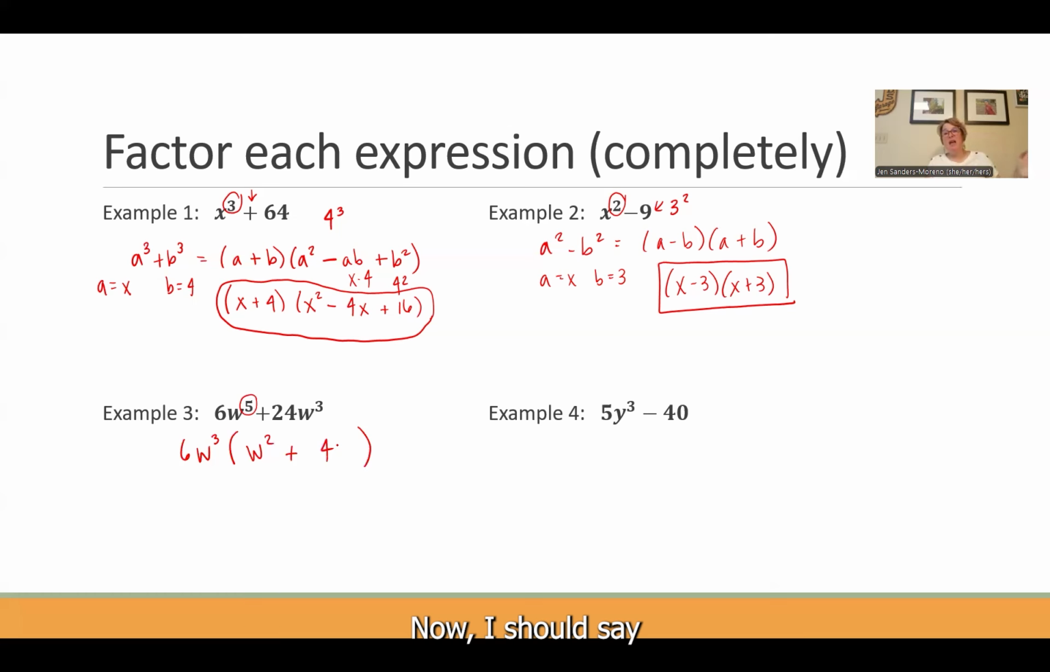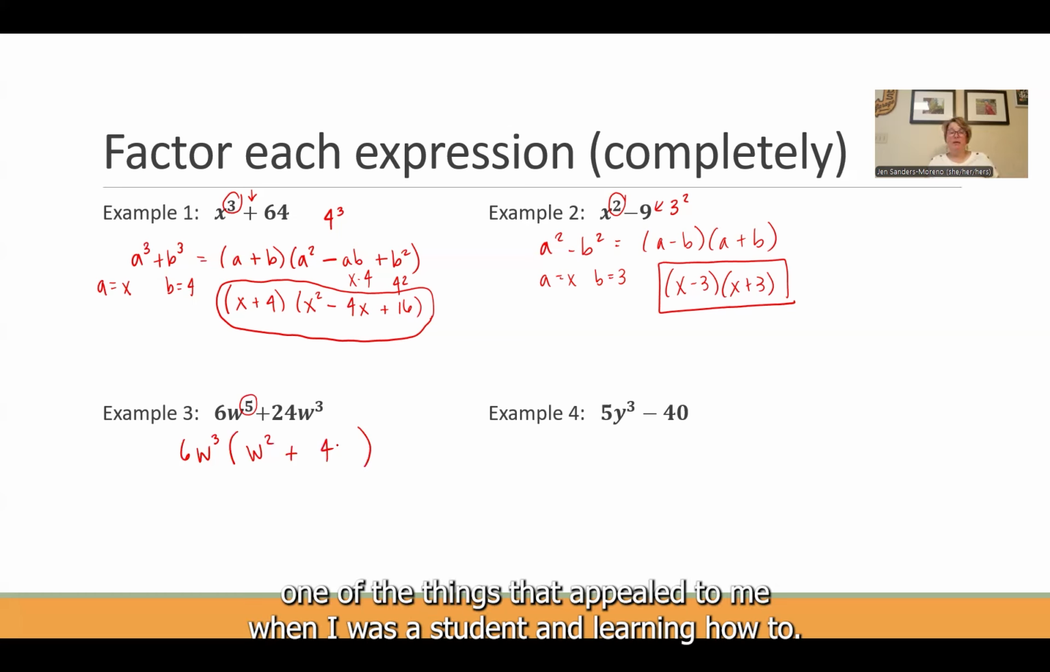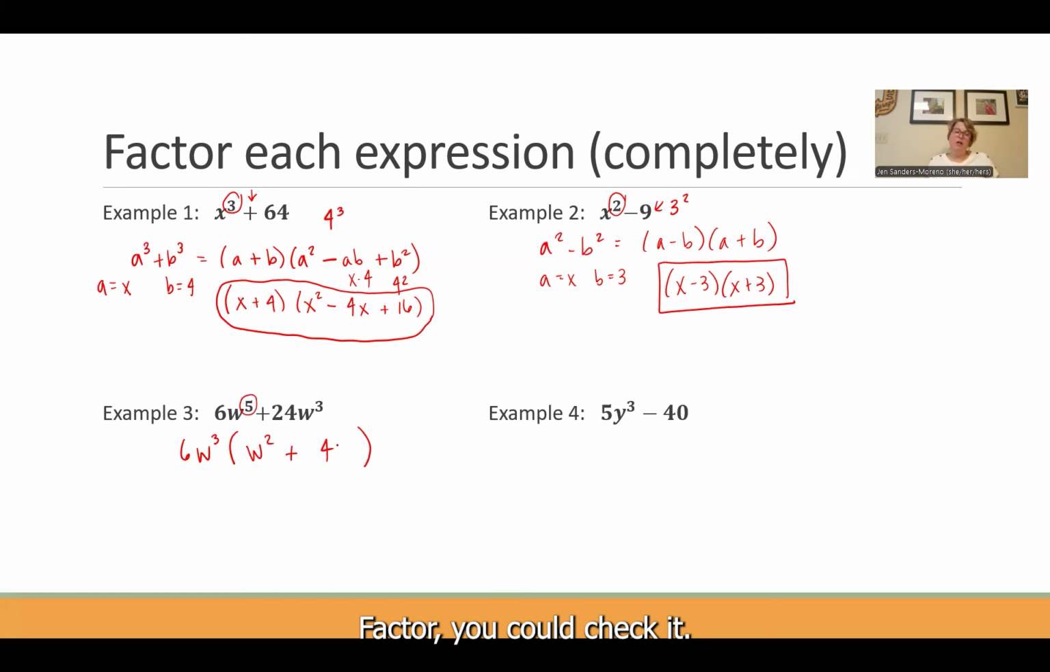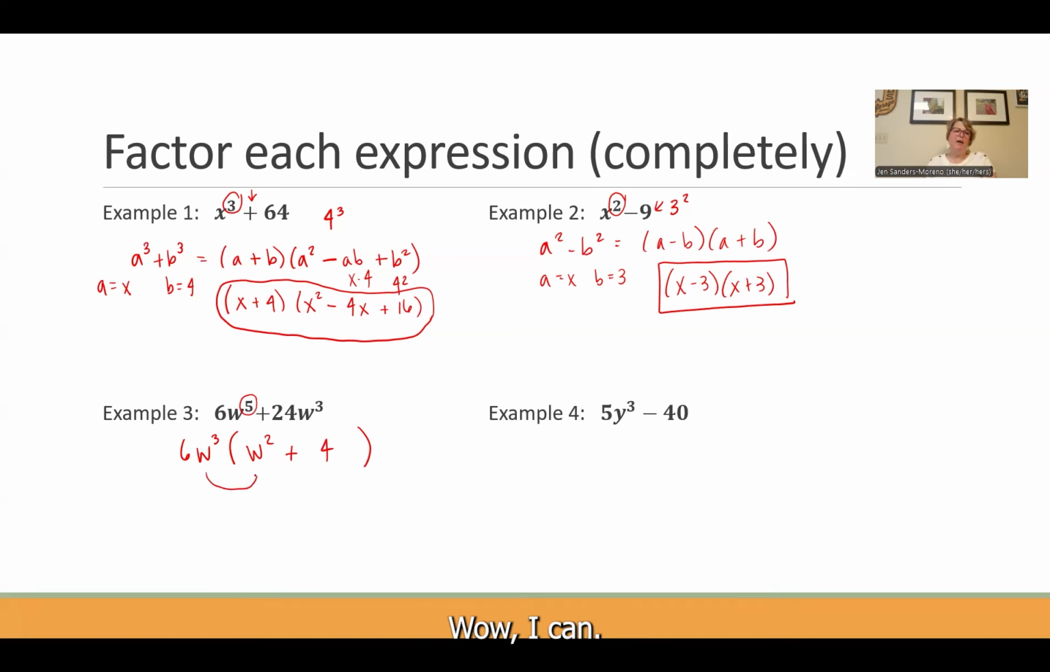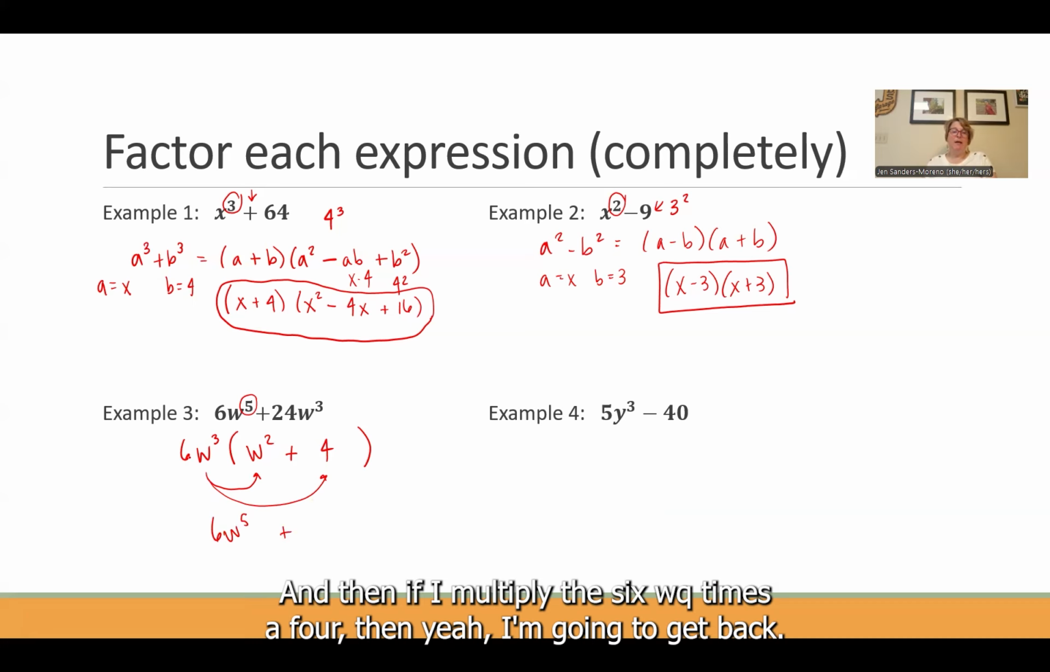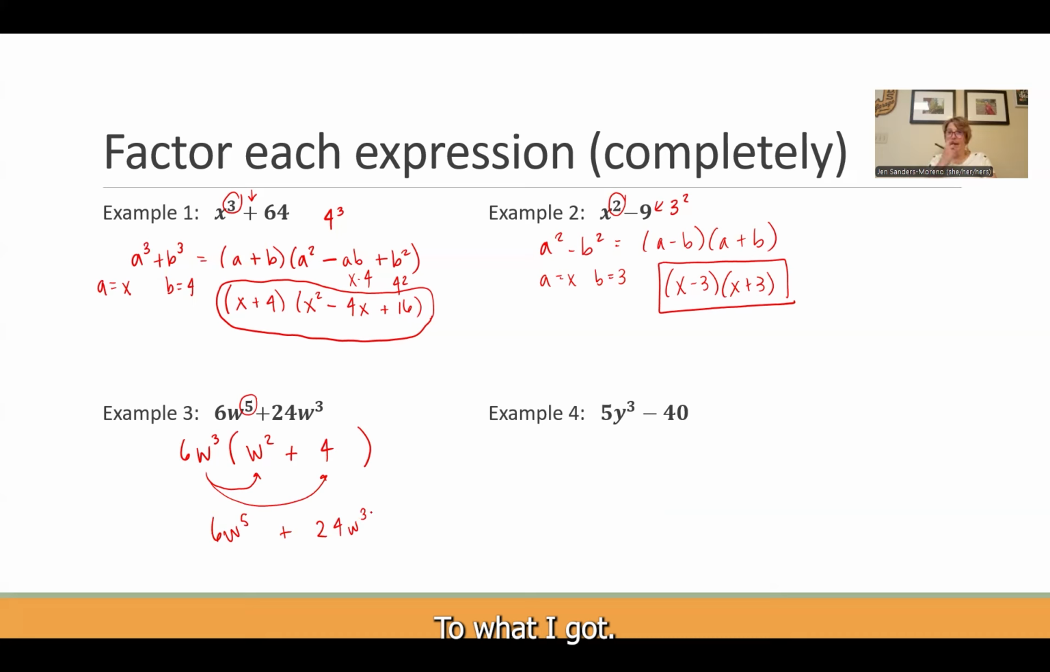Now, I should say one of the things that appealed to me when I was a student and learning how to factor, you could check it. So I'm not saying you have to check it, but there is a certain amount of inner peace, if you will, that, wow, I can distribute this back out and I should get back to the original. So if I multiply 6w cubed times w squared, yep, I would get a 6w to the 5th. And then if I multiply 6w cubed times a 4, then yeah, I'm going to get back to what I got. And that's true up here as well. Okay. All right.